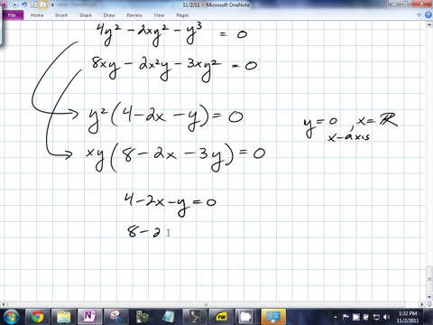Yes. Absolutely. So in this case, what class are we now in? Algebra 2. Substitution. Substitution, algebra 2. Thank you. Very good. So y in this case is equal to 4 minus 2x. I just move the y to the other side. We plug that in. We get 8 minus 2x minus 3 times 4 minus 2x equals 0.